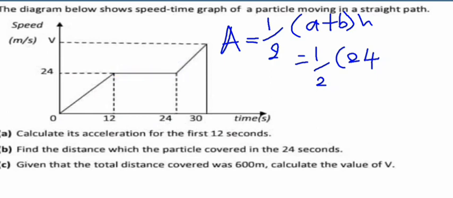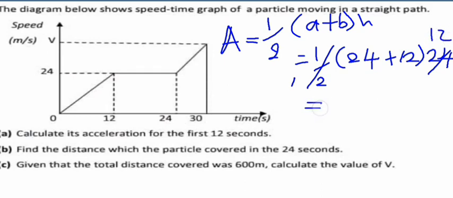So 24 minus 12, we are going to get 12. Then multiply by the height. So the height here is just 24. So we need to multiply by 24, which is the height. So half into half, that is 1. Then half into 24, that is 12. Then 24 plus 12, we are going to get 36.